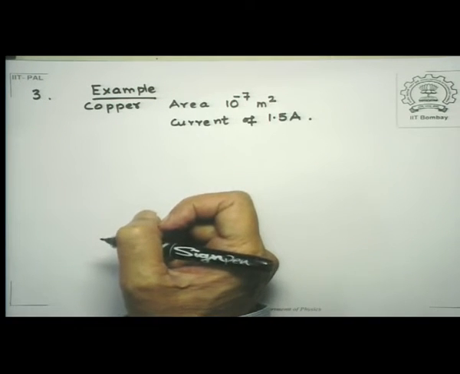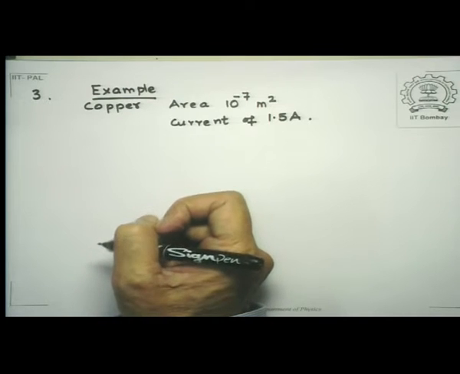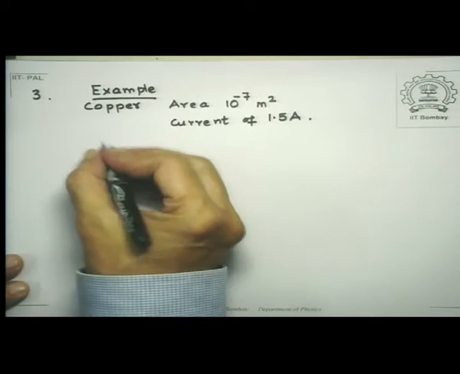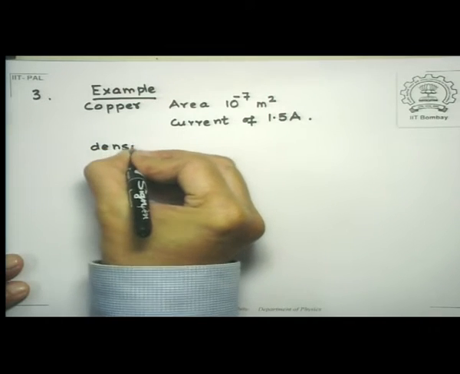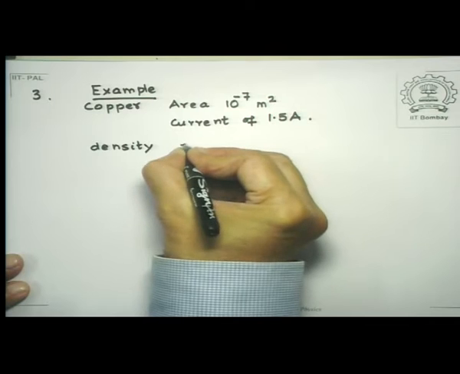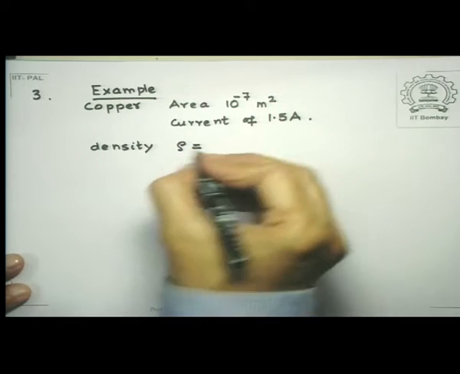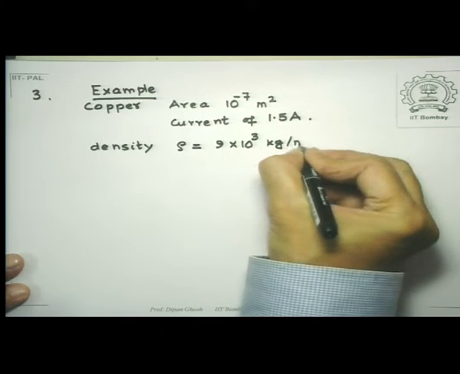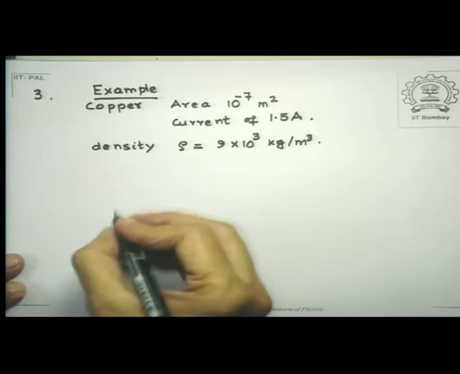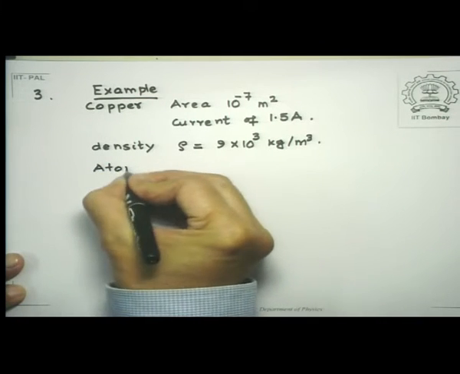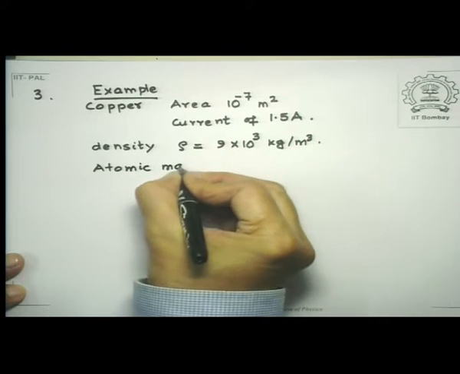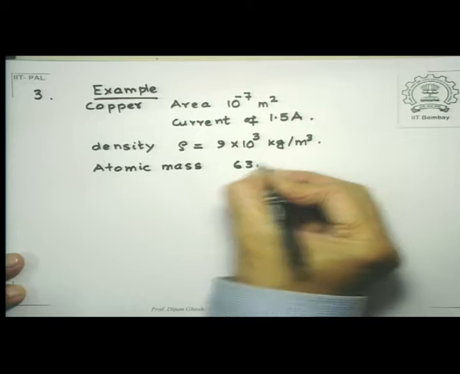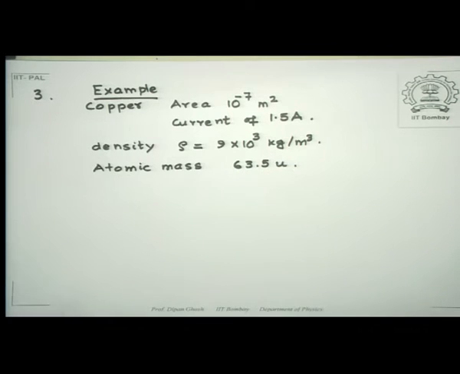We assume that each copper atom provides 1 electron to the free electron gas, and the density of copper atoms, rho, so not to confuse with n, is 9 into 10 to the power 3 kilogram per meter cube. Atomic mass of copper is 63.5 units. So our problem is to find out what is the drift velocity and the current density.